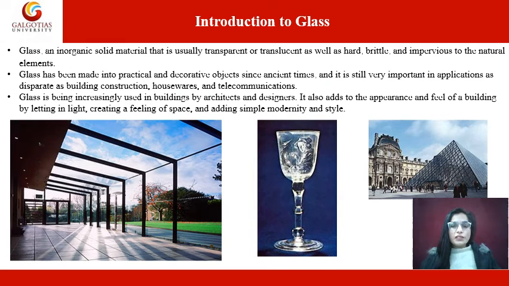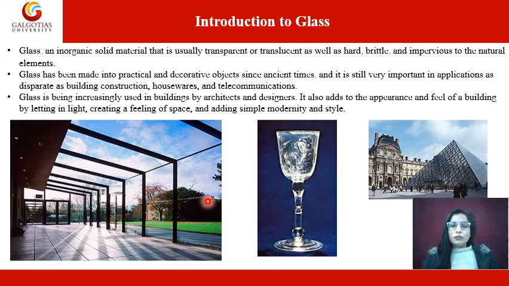So what is glass, and what is meant by glass? Basically, glass is an inorganic solid material that is usually transparent. Here you can see an example of glass. So this is an example of transparent and translucent, as well as hard, brittle and impervious to the natural element.